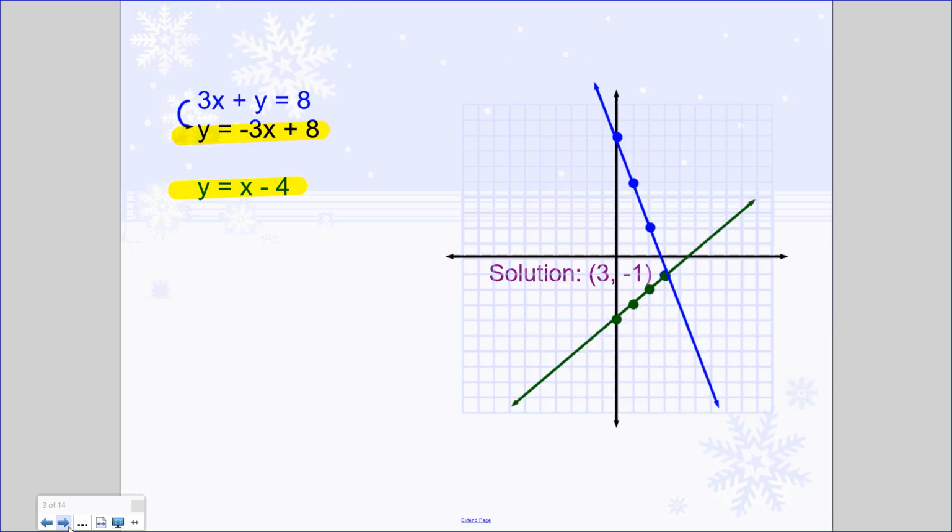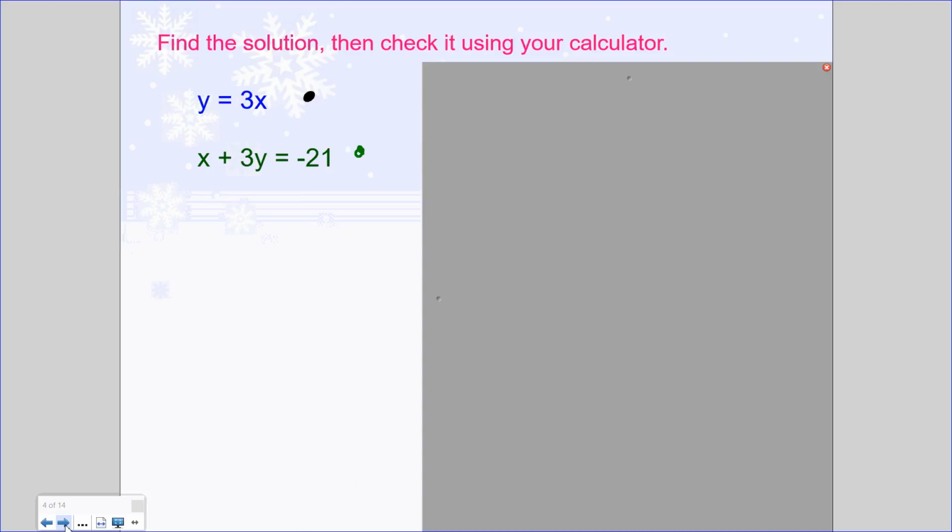We have one more to practice. So take a moment, work this one out. If it's not a clear intersection, then use your calculator to find the more exact intersection of the system. All right, click pause, and when you click play, we'll check together.